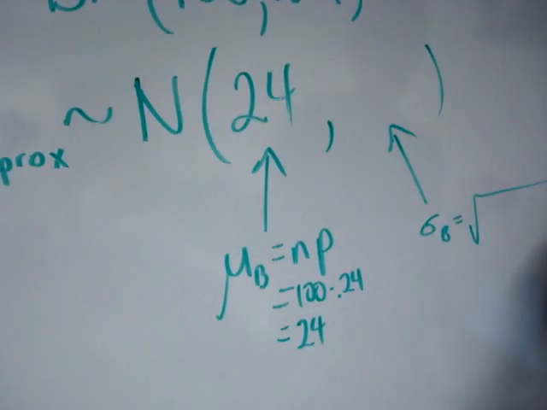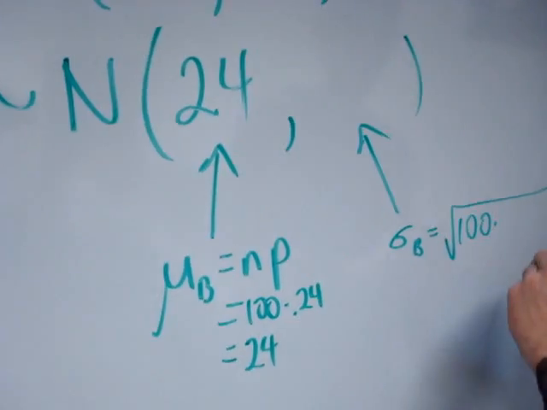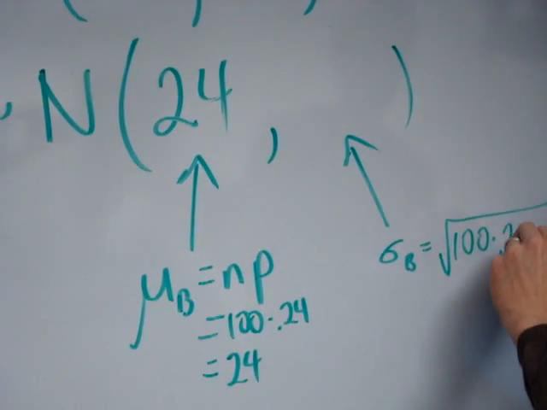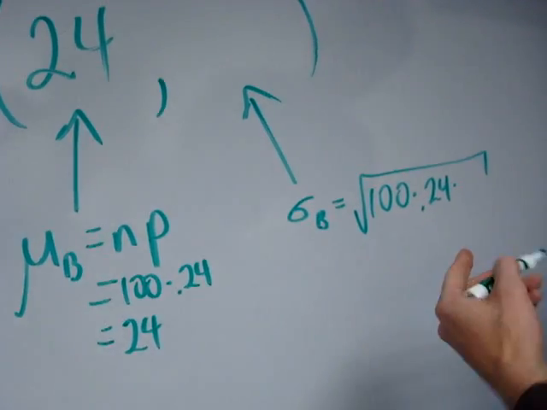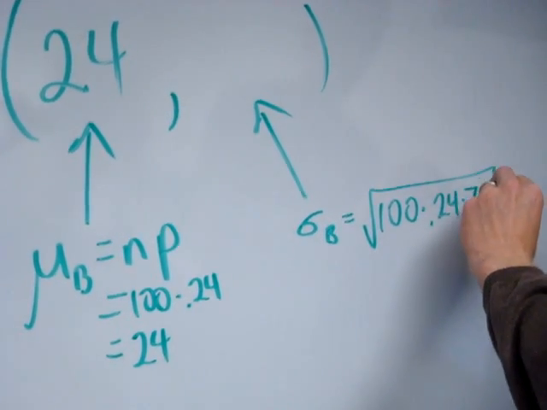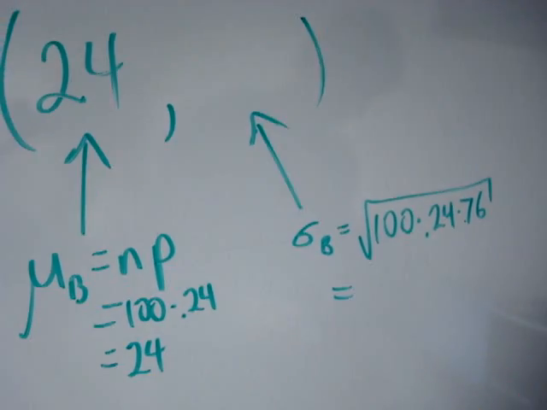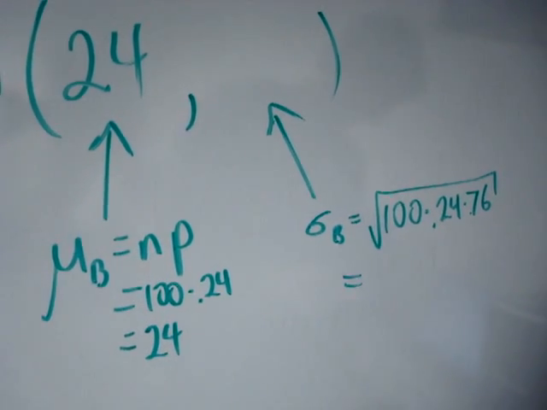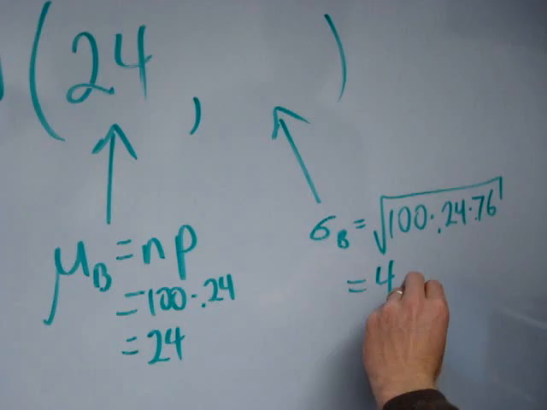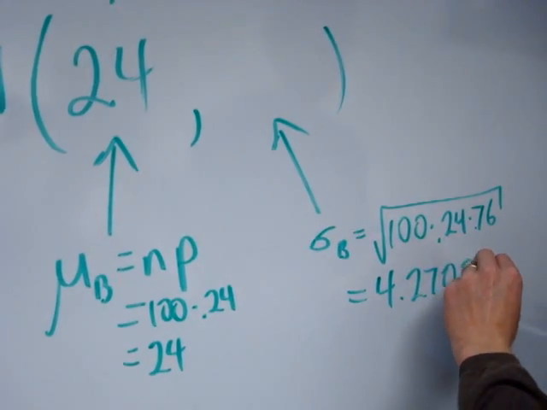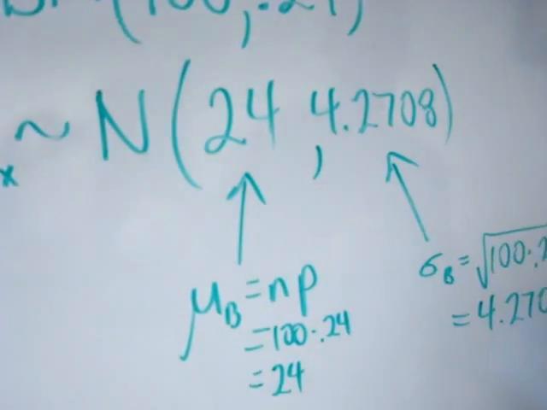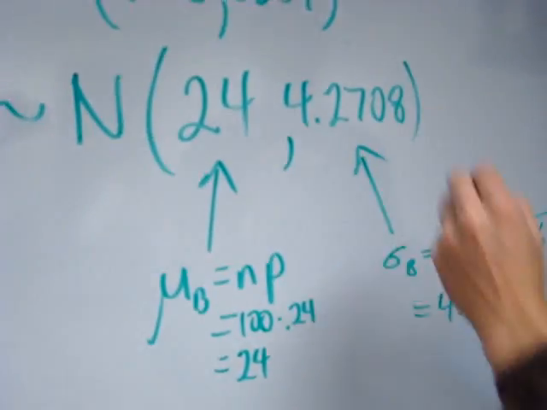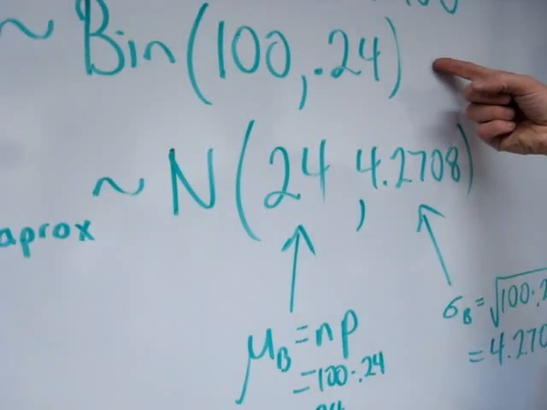And the standard deviation, we call this sigma B or something like that, is the square root of n, which is 100, times p, which is 0.24, times 1 minus p, or q, is 0.76. And so when you get an approximation with that, it's 4.2708, I believe. So I'll write 4.2708.